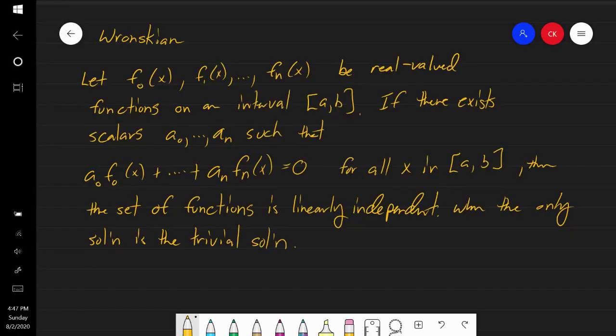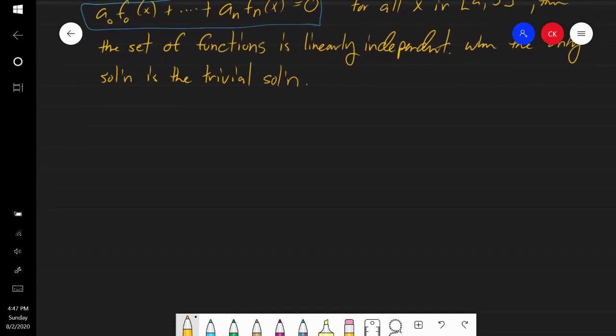If, on the other hand, there exist scalars a0 to an that are not all 0, such that we can make this particular statement true, then we would say the set of functions is linearly dependent. So again, linear independence in concept is the same as what we had before. We want the only solution to be the trivial solution. Otherwise, our set is linearly dependent. The trick is coming up with a test, and that's where this Wronskian comes into play. So we have to have some particular conditions hold true. Let's see what those are.